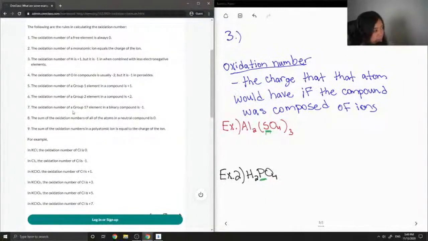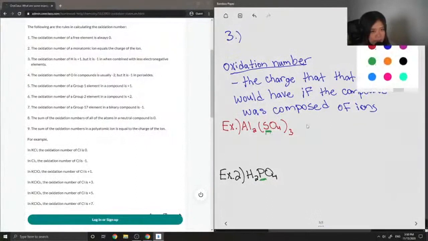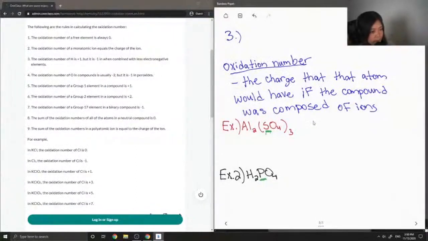The oxidation number of a group 17 element in a binary compound is -1. The sum of the oxidation numbers of all of the atoms in a neutral compound is 0. And finally, the sum of the oxidation numbers in a polyatomic ion is equal to the charge of the ion. Okay, so those are all helpful rules. So now this brings me back to our examples I have here. I'm going to try and find the oxidation number of the atoms that are underlined in green.